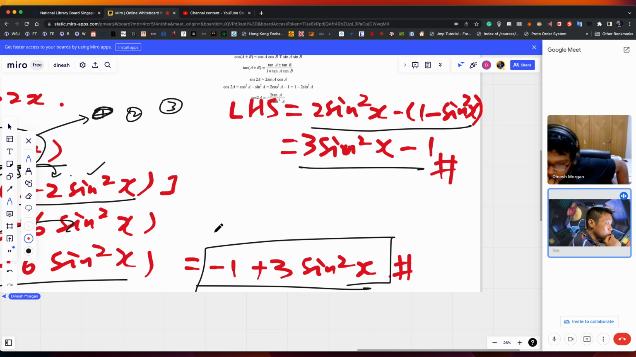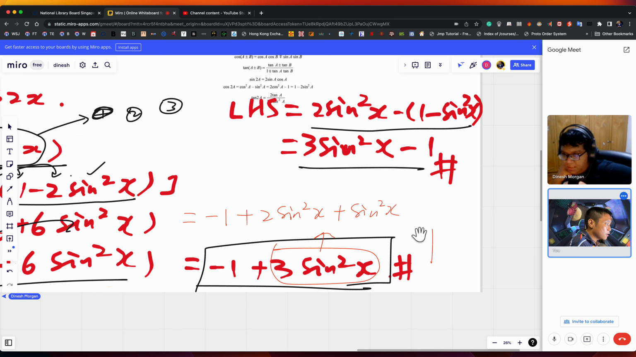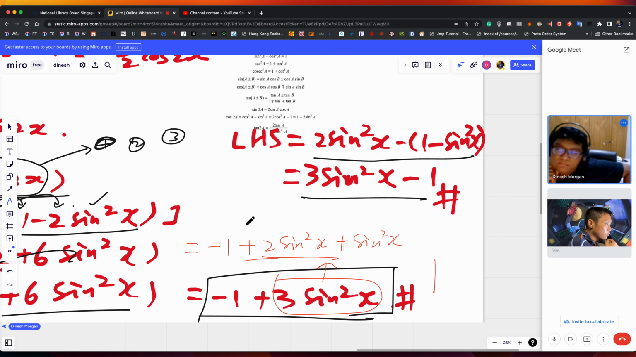What do I mean by that? I will just do this: minus 1 plus 3 sine square x. What I can do is, I can split this to 2 sine square x and then plus sine square x. Am I right? Yeah. And then I can continue to bring this one in front, so it's 2 sine square x, and then I can write the minus 1 here, and the plus sine square x here.